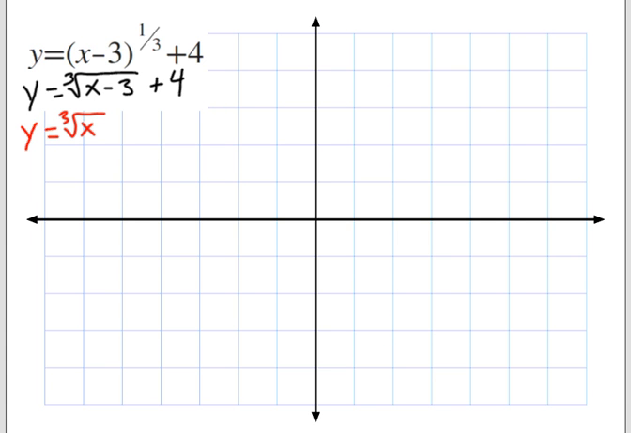So let's graph that. Plug in 0. 0 cubed is 0. 1 cubed is 1. Negative 1 cubed is negative 1. And so on and so on. We have a picture of this on one of the problems we just did. So if you need to remember what it looks like, you can go back, pause, and take a look. Okay, so there's the mother function.